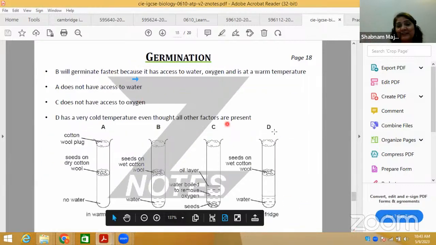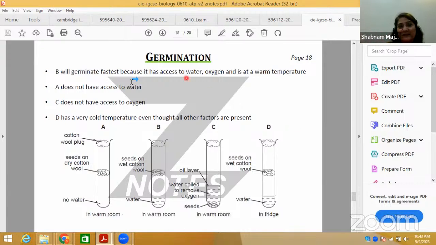Next, germination, already told you. In germination, to prove that three conditions are necessary, how to conduct it, I have already explained. B will germinate faster because it has access to water, oxygen and warm temperature. These are the three conditions. Soil is not necessary. A does not have access to water, so it is absent.